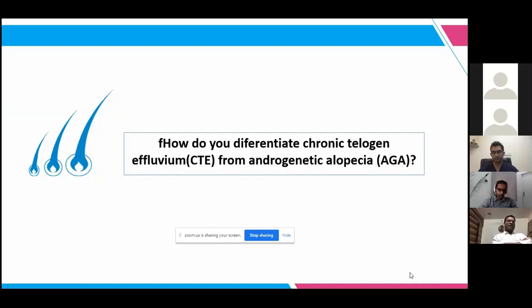And if there is a classical pattern, it is very easy to diagnose. But in the case of females, it is difficult. Most of the time, females have both telogen effluvium along with female pattern hair loss. In such cases, trichoscopy definitely will help. Apart from that, the hair pull test also sometimes differentiates at the borders of androgenic alopecia. So trichoscopy, trichogram, hair pull test, and the examination of the pattern of thinning are also important to differentiate.